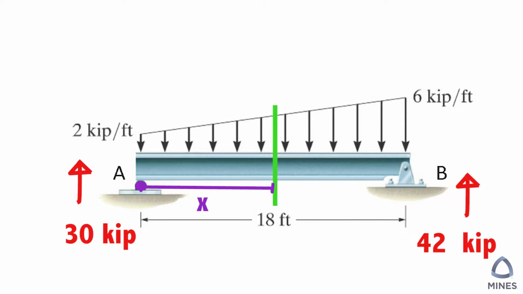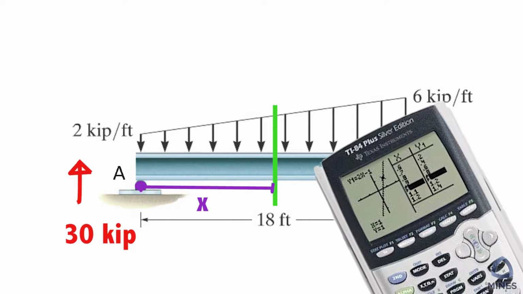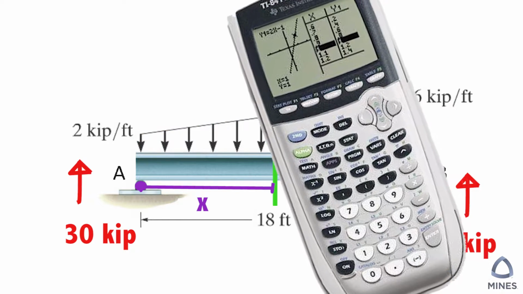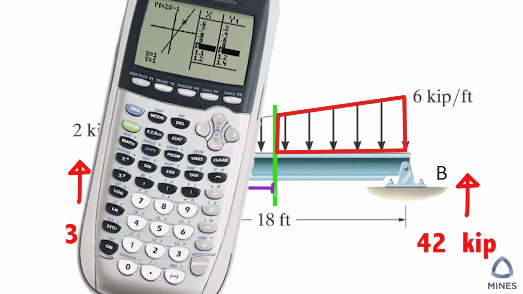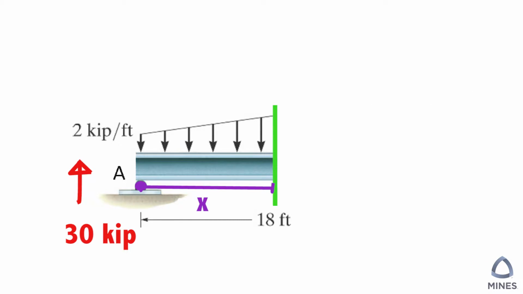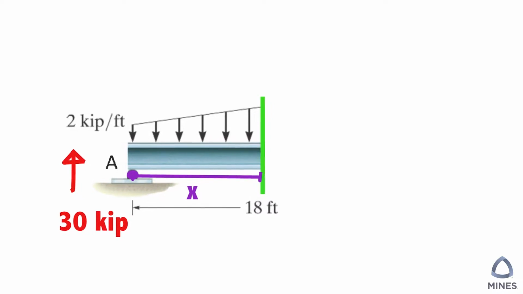Now we take a look at which side to pick as your FBD. I always recommend you use your calculator or your blaster card to help you make a decision. You can see from this side it's a trapezoid, and from this side it's still going to be a trapezoid. So I am going to choose the left hand side as my FBD, which means I am going to draw the FBD.